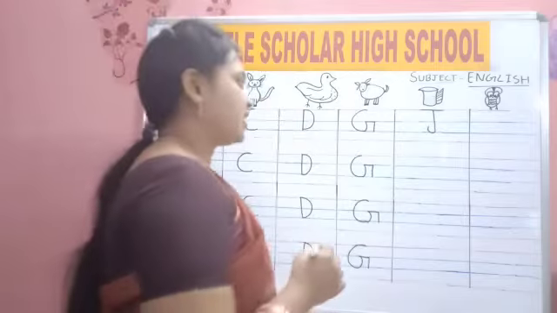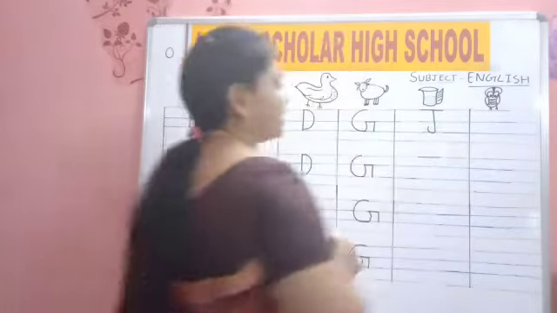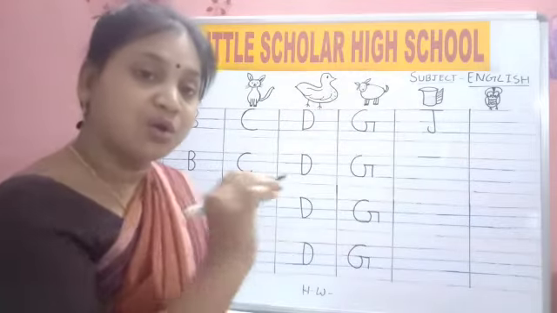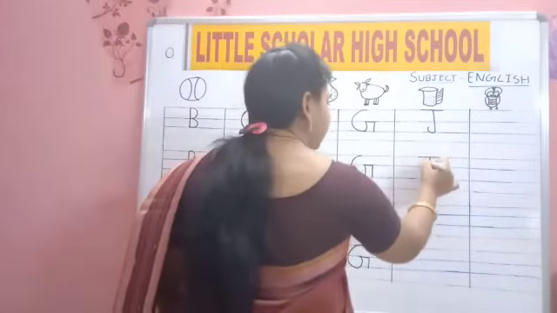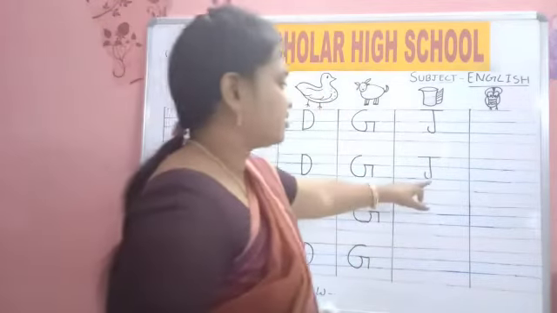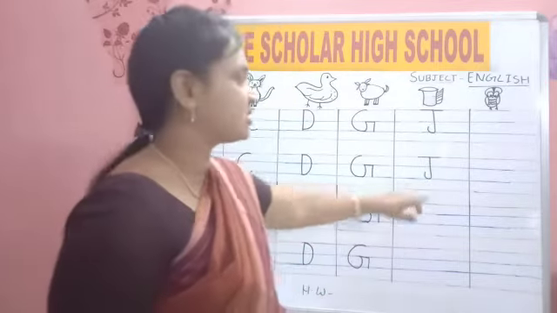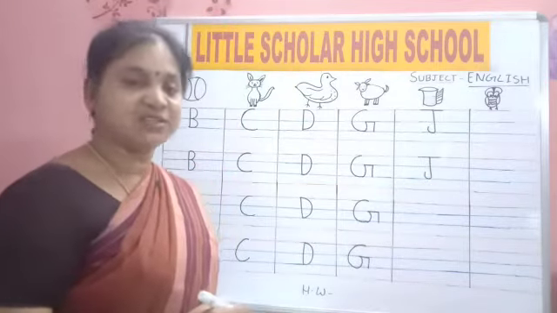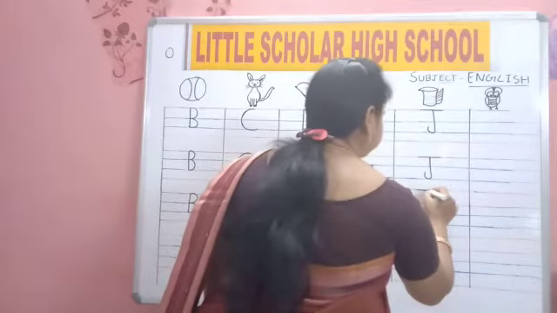Once again, see. One sleeping line on the red line. Then one standing line and a curve line. Standing line, touch the blue line, curve and go up. What is this? J. J for jug. Yes, very easy, no?